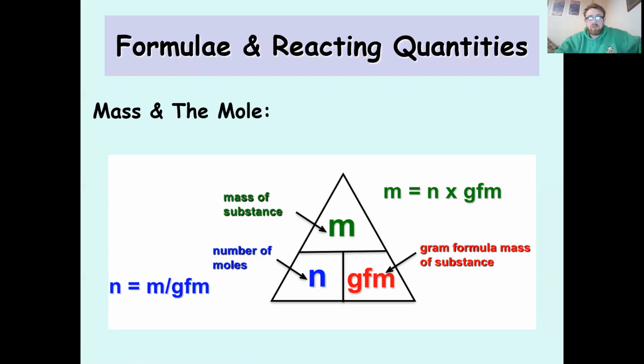Okay. If you cover up N, if you're trying to work out the number of moles that you actually have, cover up N and it gives you M divided by GFM. Okay. That's how these triangles work. The formula is at the front of your data booklet. The triangle isn't. So if you want to use the triangle method, you'll need to remember that triangle. Okay.